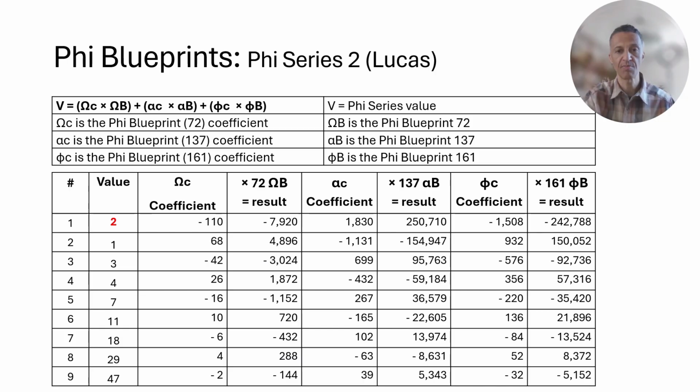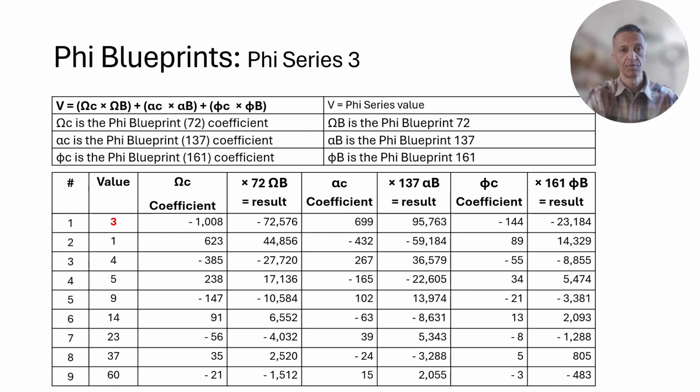We can go 1830 minus 1,131, and you'll get 699, and so on. And you can do this the same for the 161 coefficients starting at 1508. So all of these also follow that micro pattern that a number is derived from the sum of the two previous numbers. So far we've covered Phi Series 1, Fibonacci, and Phi Series 2, the Lucas.